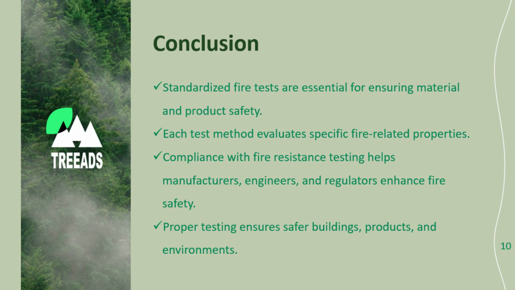Standardized testing methods for fire resistance play a crucial role in ensuring the safety and reliability of materials and products. The cone calorimeter test, single burning item test, room corner test, oxygen consumption calorimetry, smoke density test, fire resistance test for structural elements, and electrical cable fire performance test are some of the widely used methods in fire testing and certification. Understanding these testing methods is essential for manufacturers, architects, engineers, and regulators to ensure proper fire safety measures and compliance with regulations.